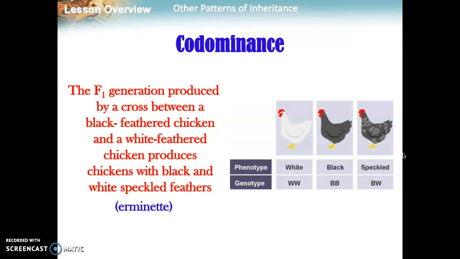So we are using two different letters here. Now, the speckled is a mixture of the two dominant alleles, so it gets a heterozygous genotype, big B, big W. So black with white speckles. Again, we have a third phenotype showing up whenever we mix the alleles.